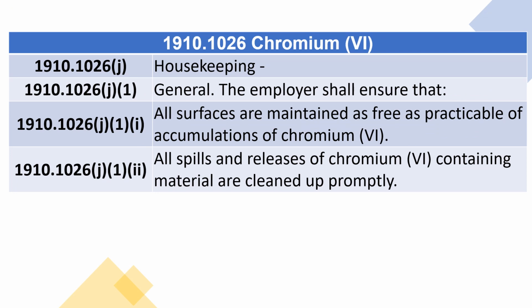1910.1026(j) Housekeeping. 1910.1026(j)(1) General. The employer shall ensure that 1910.1026(j)(1)(i) through (j)(1)(ii): all surfaces are maintained as free as practicable of accumulations of chromium (VI), and all spills and releases of chromium (VI) containing material are cleaned up promptly.